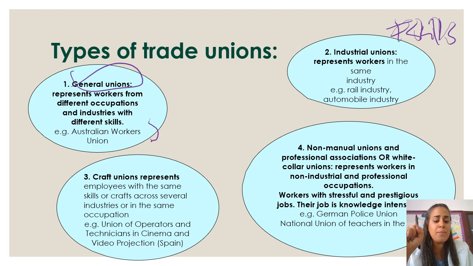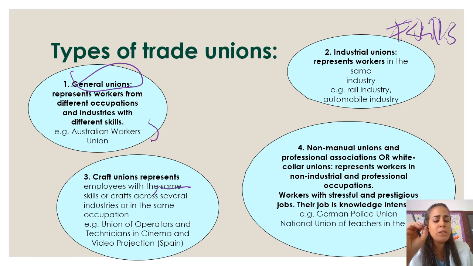So for an example, an oil workers union would include workers involved in the exploration, extraction, storage, and refining of oil. So as you can see, we have different skills. The third type of union would be the crafts union. Crafts unions, we are talking about employees with the same skills or craft.